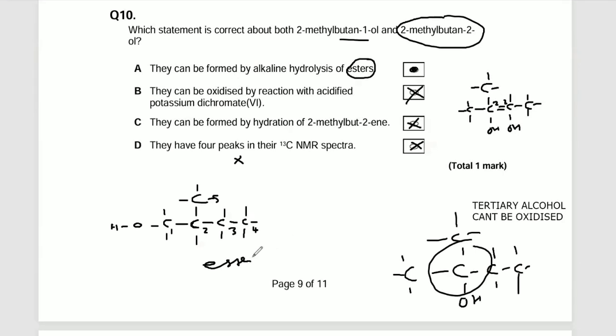A says they can be formed by alkaline hydrolysis of esters. And yeah, esters can be split to form alcohols. So the answer is yes, esters can be hydrolyzed, and one of the products is an alcohol.